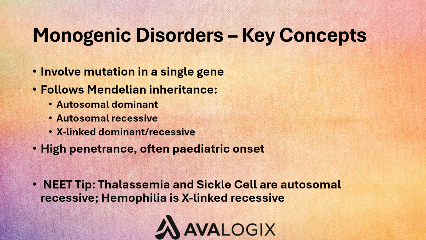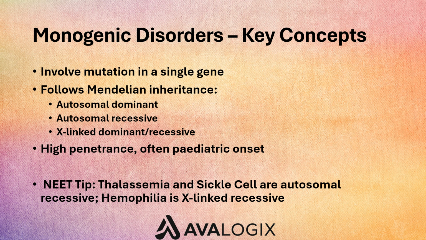From a molecular perspective, these mutations can be point mutations, single nucleotide substitutions, insertions, deletions, or even splice site mutations. For example, in sickle cell anemia, a point mutation causes a change in one amino acid in the hemoglobin beta chain, leading to a drastic phenotypic effect.